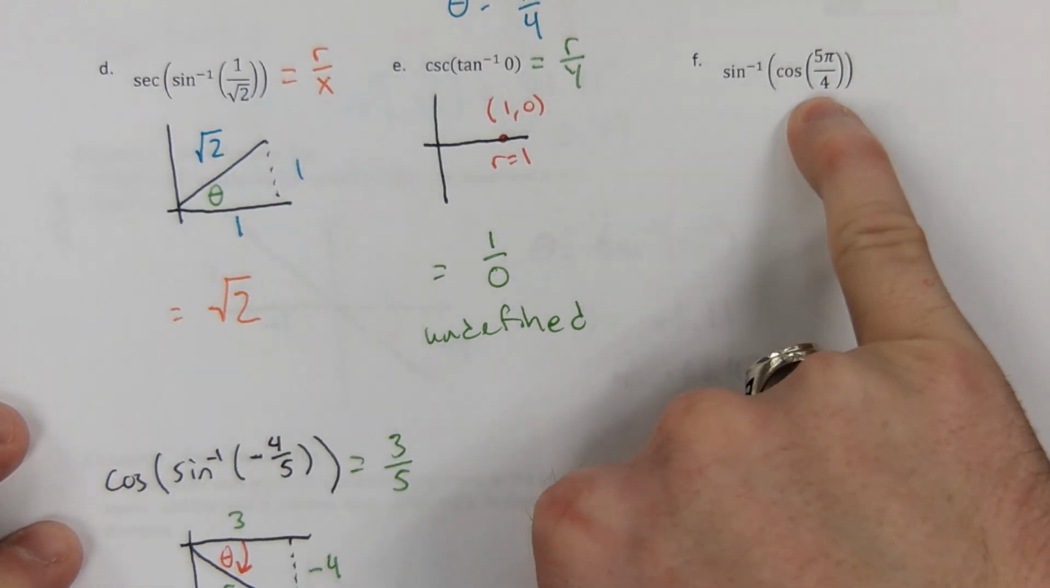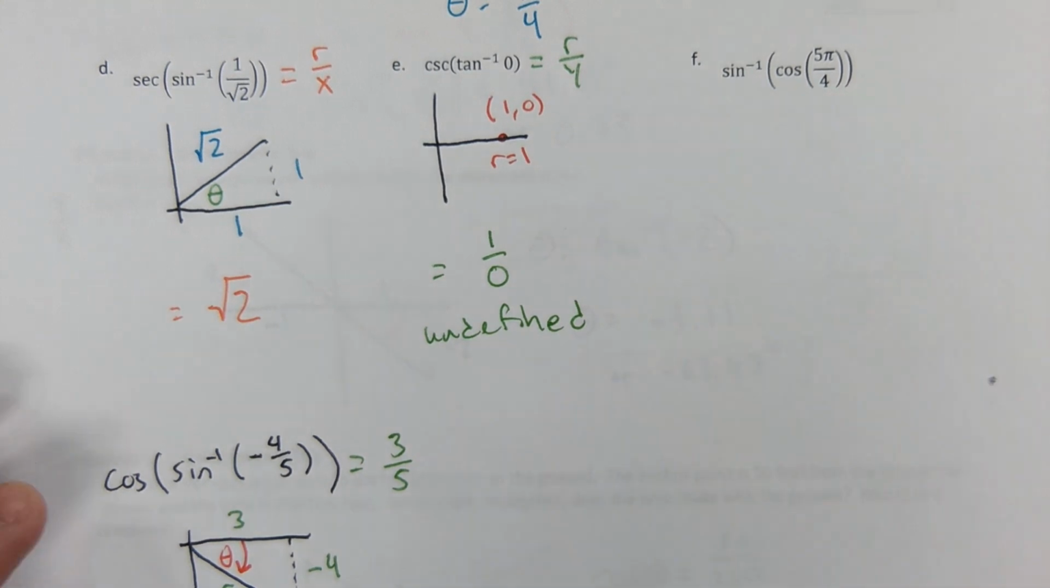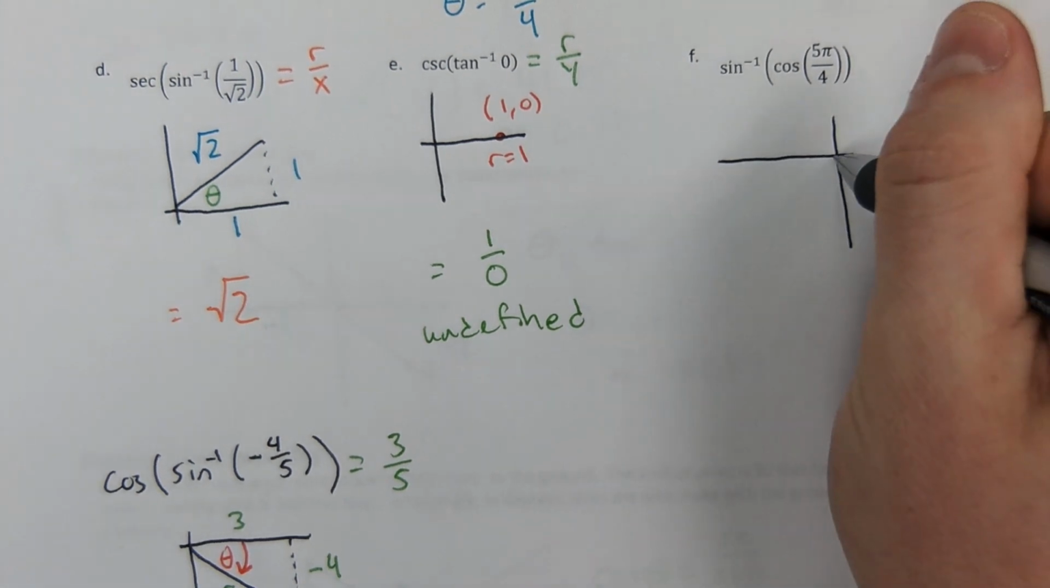Oh, that's right. I was asking, what quadrant are we in? 5 pi over 4. 3. Quadrant 3. All right. Quadrant 3.